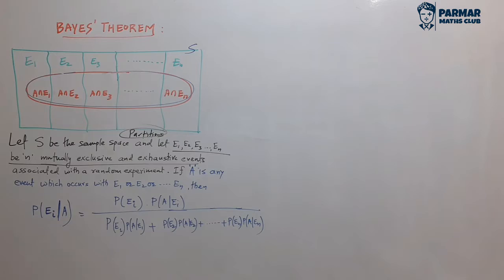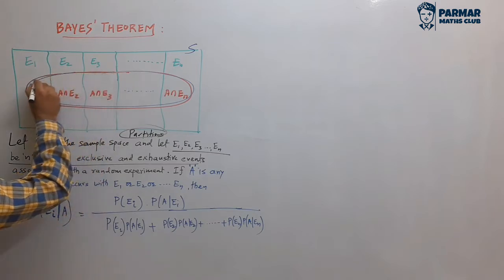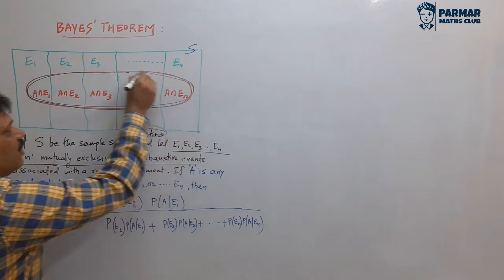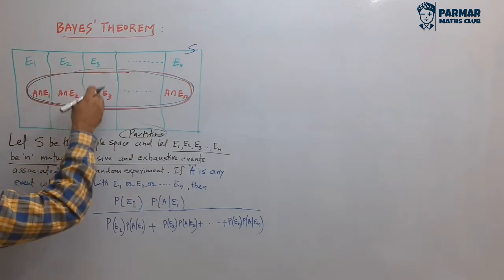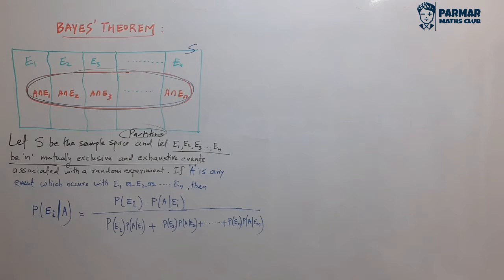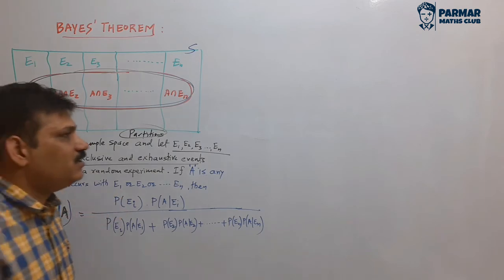So if A is an event which can occur with either E1 or E2 or E3 or E4 or En, and we are given the information that A has already occurred, then the probability that it occurred with Ei, that is the probability of Ei given A, is given by this formula. Let's try to prove it with the definition of conditional probability.